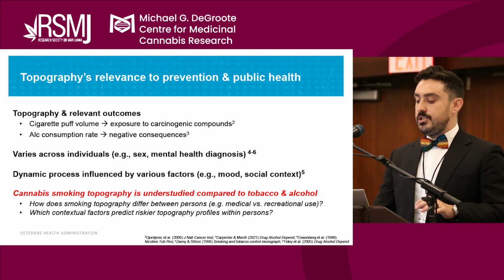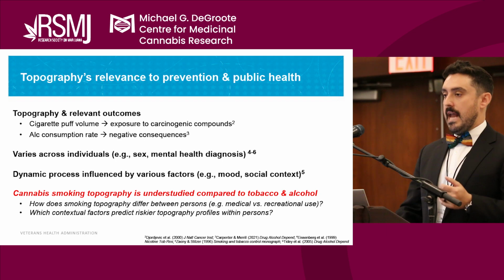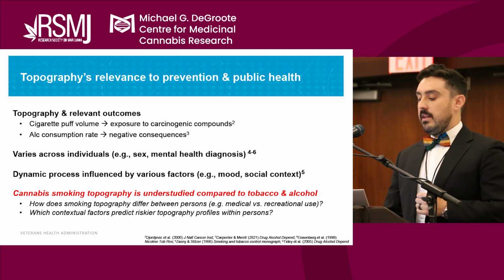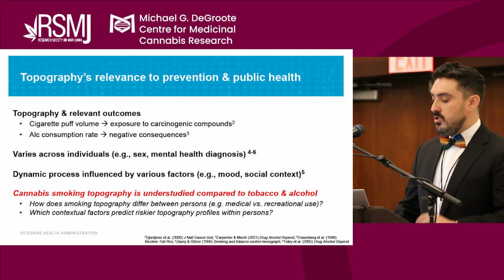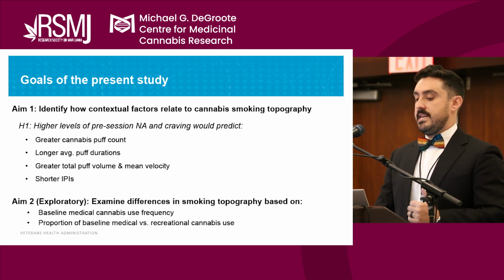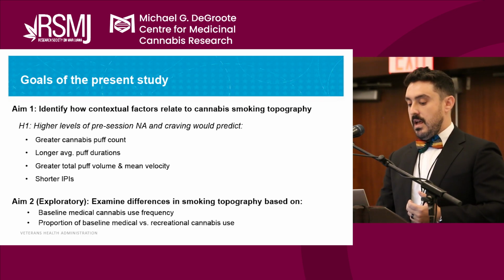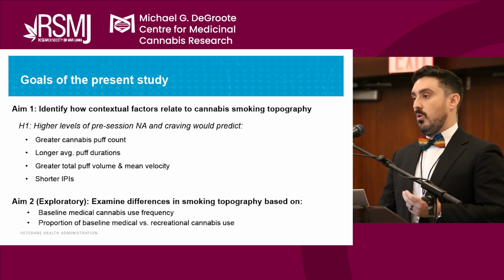Yet, to our knowledge, our understanding of cannabis smoking topography relative to that of cigarettes and alcohol is relatively understudied. And addressing this knowledge gap is crucial because it can tell us about smoking patterns that differ between individuals, as well as specific contexts that predict riskier smoking topography profiles within an individual. So the goals of today's study are to identify how different contextual factors relate to cannabis smoking topography, with an emphasis on negative affect and craving, and also, on an exploratory basis, to understand differences in smoking topography based on participants' baseline use of cannabis for medical or recreational purposes.